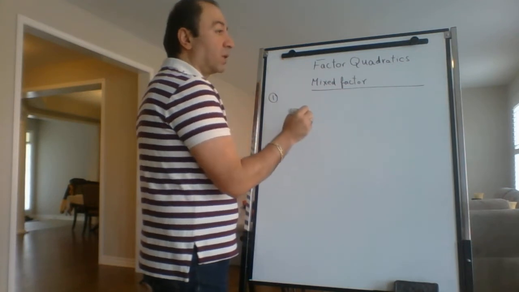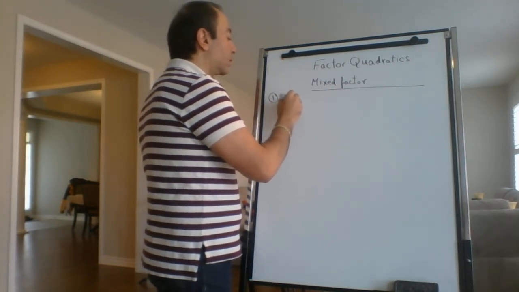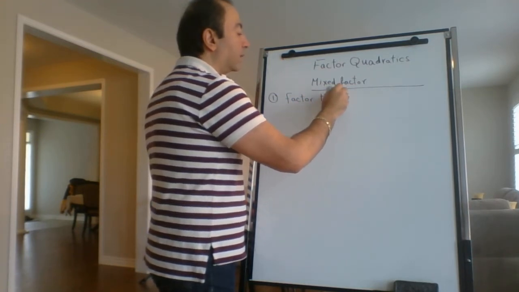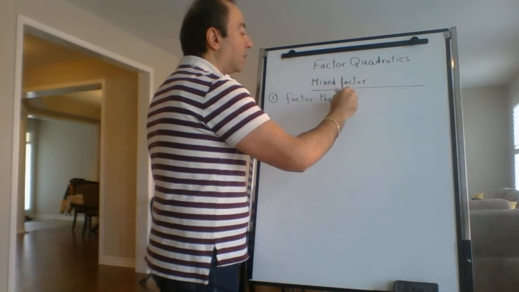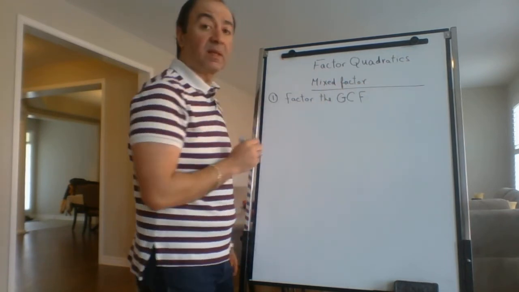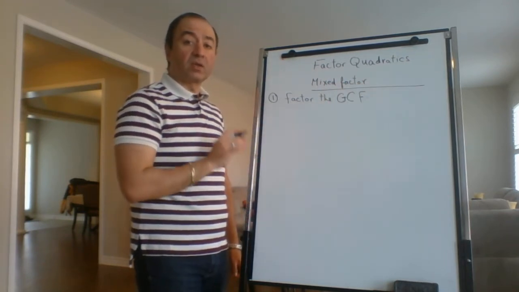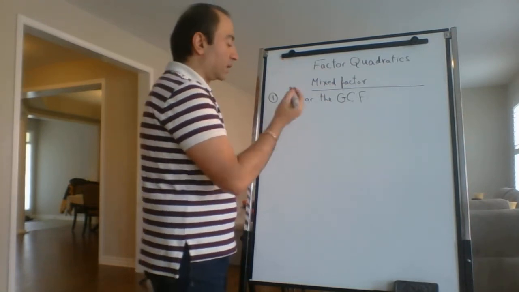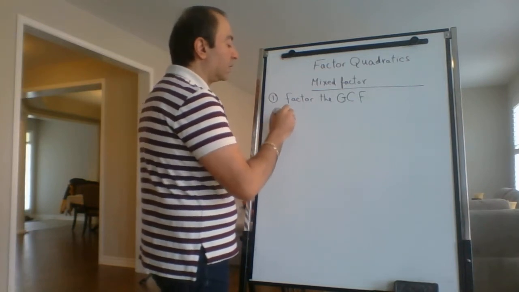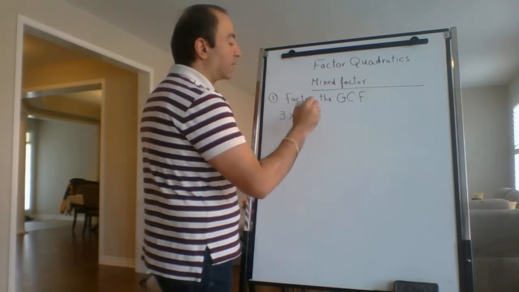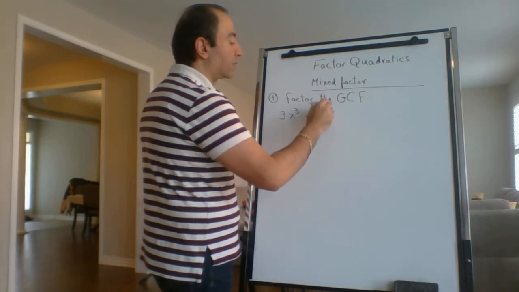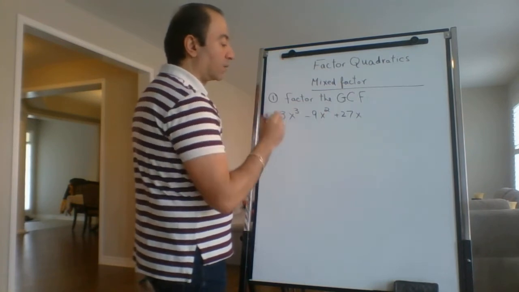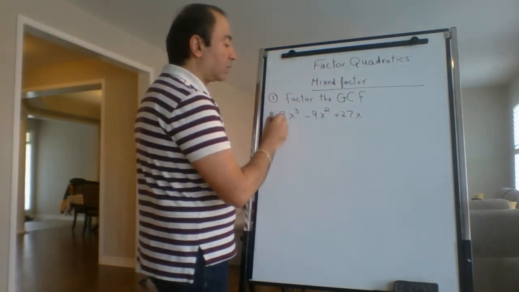of any factoring question is factor the greatest common factor. This is the first step of any factoring process. So the first thing we're going to do is always look for common factors, if any. Common factors like this: if we have 3x cubed minus 9x squared plus 27x, the first thing, before we try to factor anything, is we look for common factors.